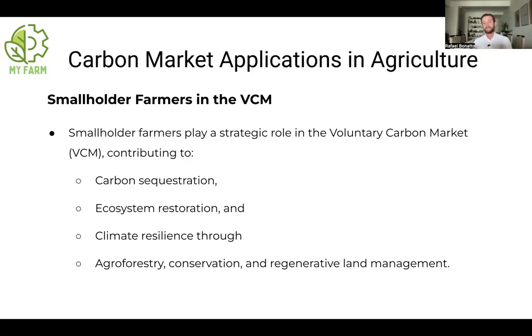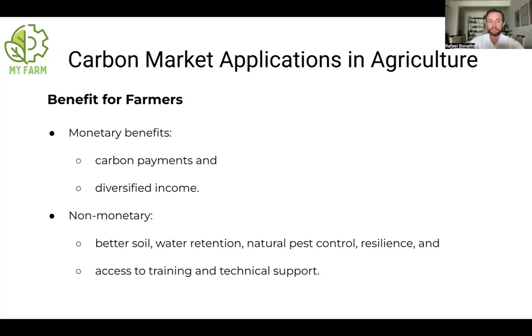Okay? Back here, climate resilient through agroforestry. They can be climate resilient. How? By promoting agroforestry, conservation, and regenerative land management. So forgetting about smallholders on the VCM is just losing the thread. We cannot do that. We must incorporate and embrace them on the projects. They are so important and essential.